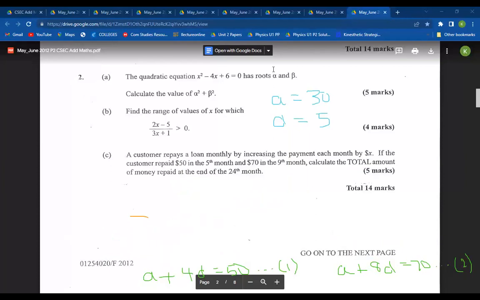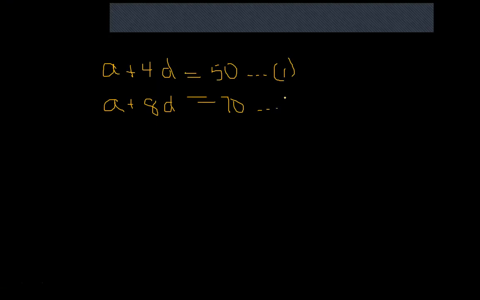Okay. Let me go to the Blackboard thing. Black screen. Okay. So we have two equations. We need to solve them simultaneously. That is how we would get our values for A and D. My first equation was A plus 4D is equal to 50, equation 1. And I also had another equation, A plus 8D is equal to 70. That's my equation 2.